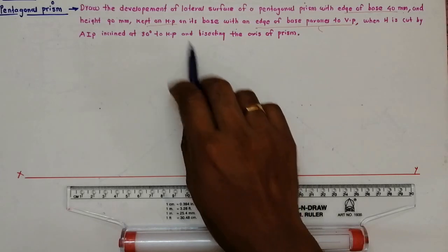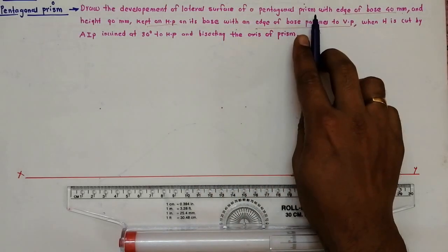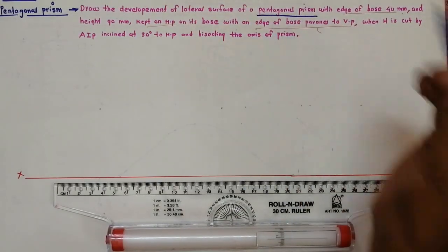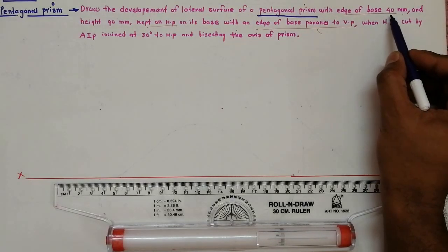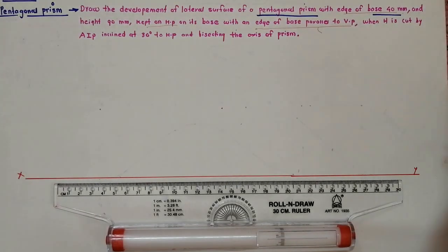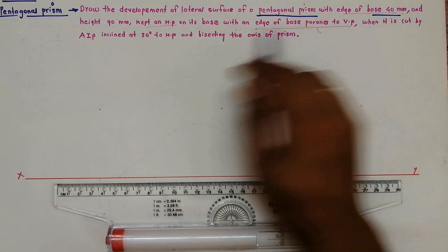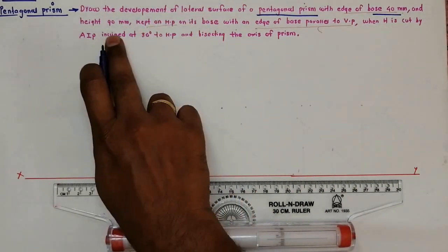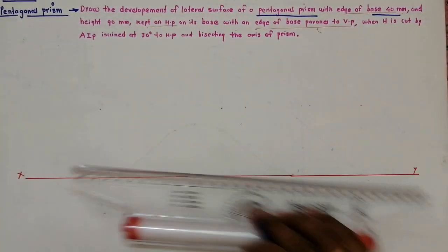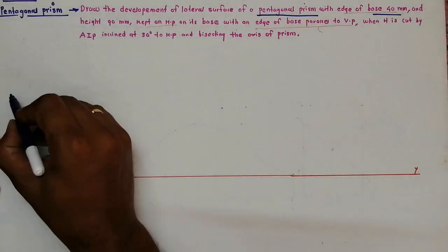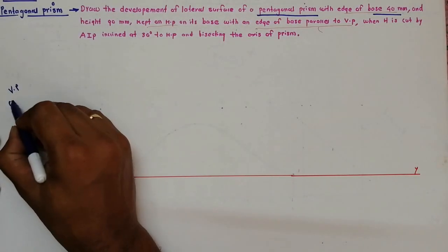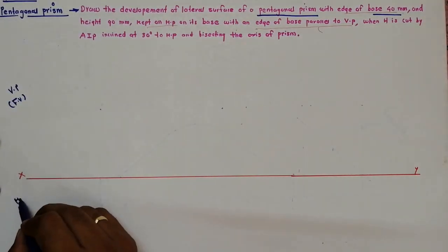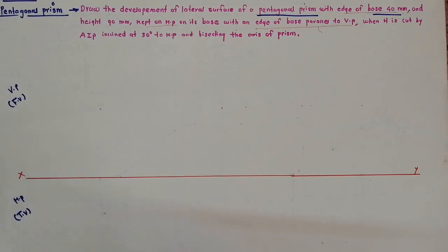Draw the development of the lateral surface of a pentagonal prism. The pentagonal prism is our solid with the edge of base 40 mm and axis height 90 mm. It is kept on HP. We know that this is the vertical plane, where we get the front view, and this is the horizontal plane, where we get the top view.